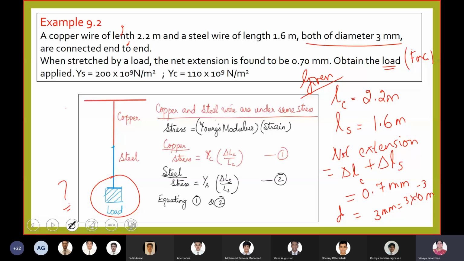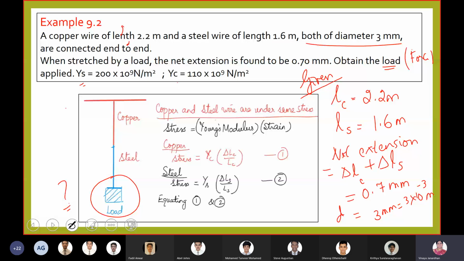Is that clear? Ys is the Young's modulus of steel. Yc is the Young's modulus of your copper wire. Samuel, yes, ma'am. Anshul, okay, fine, yes, ma'am, it's clear. So write whatever is being given, then we'll see how we can solve this.